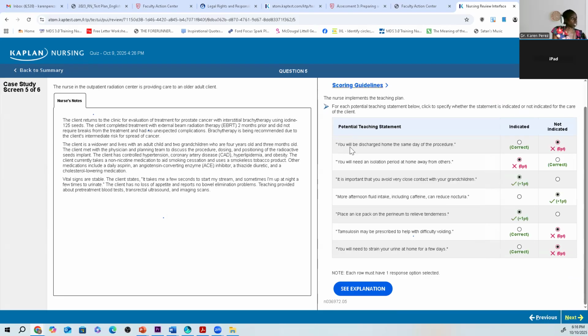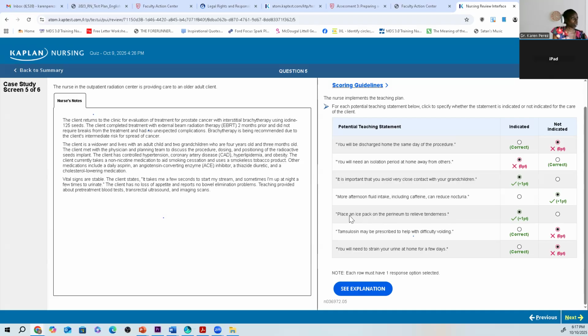In this one, you will be discharged home the same day of the procedure: indicated. You will need an isolation period at home away from others: it says not indicated, but remember, it's only children. It's important to avoid very close contact with children. Indicated, that's true, but not with others like an adult. More afternoon fluid intake, including caffeine, can reduce nocturia: not indicated. Here's the thing, you want to prevent dehydration, so they want to drink a lot of water, right? It does not reduce nocturia, especially if you have caffeine.